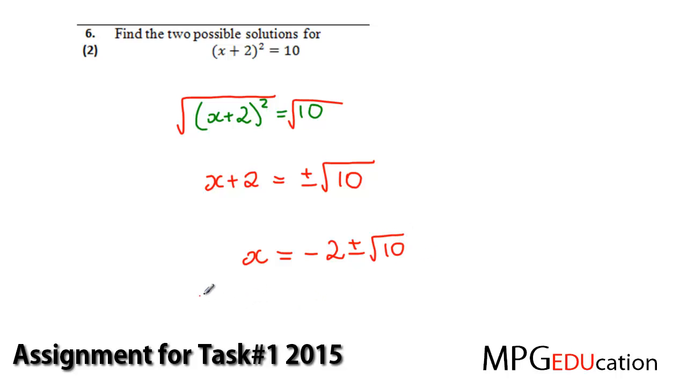If you want, you could write, don't have to for this, but solution 1, x1 is minus 2 plus root 10. You could say solution 2, or x2, is minus 2 minus root 10. There's really no need in this type of question to calculate those any further on a calculator.